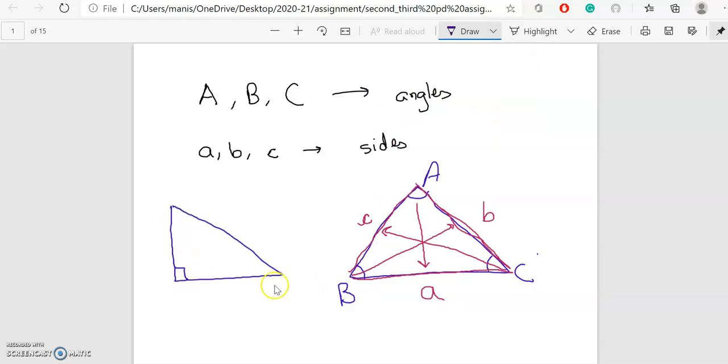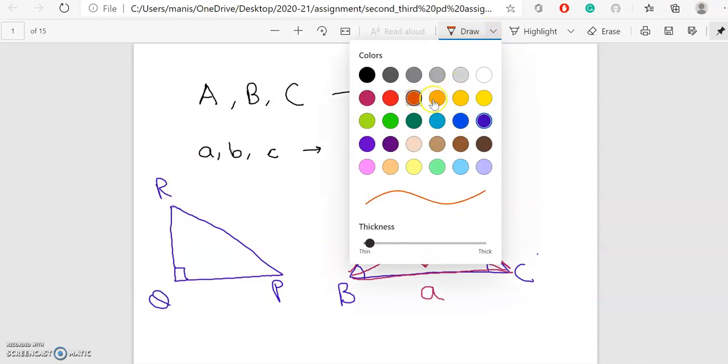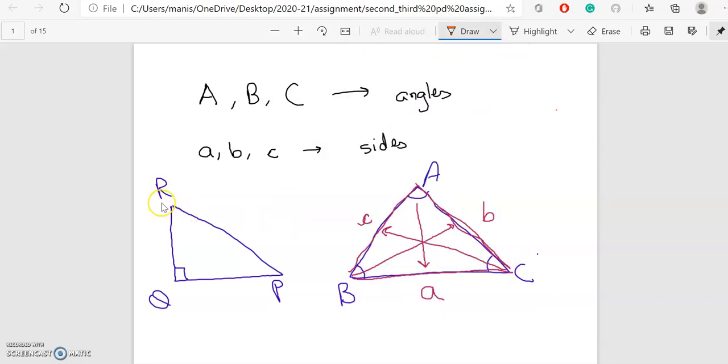Okay, this is my P, Q, R. Now if I am looking at, okay, now let's start with R. This is angle R, this is angle Q, this is angle P. So when I'm drawing a straight line over here, this will be my side lowercase r.